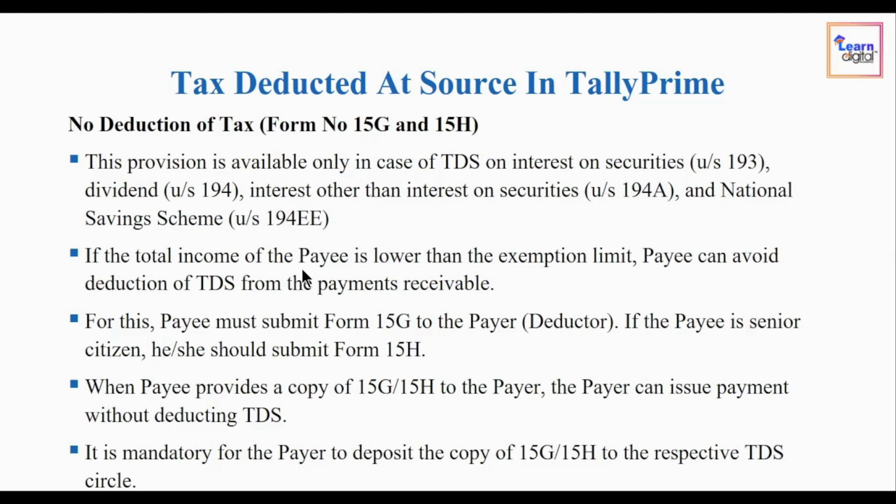So this facility is available for such types of incomes or payments. If the total income of the payee is lower than the exemption limit, the payee can avoid the deduction of TDS from the payments receivable. Obviously it is. If the total amount receivable by the payee is lower than the exemption limit prescribed in TDS sections, the payee can avoid deduction of TDS from payments receivable.